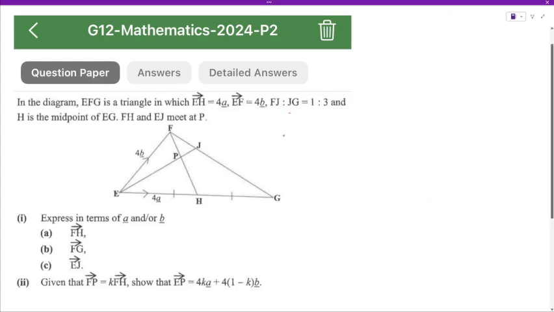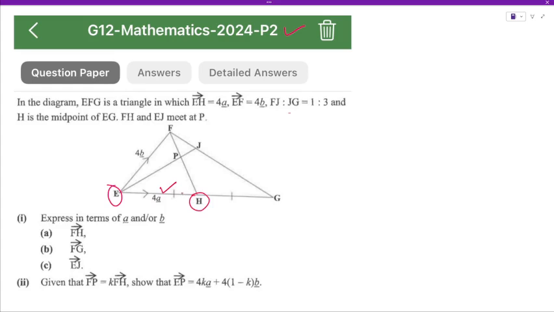Okay, we come to another one. This one is coming from 2024 paper 2. This one was written by the grade 12s in 2024. And it says, in the diagram, EFG is a triangle in which vector EH, so E is right there, H is right there, vector EH is equal to 4 vector A.